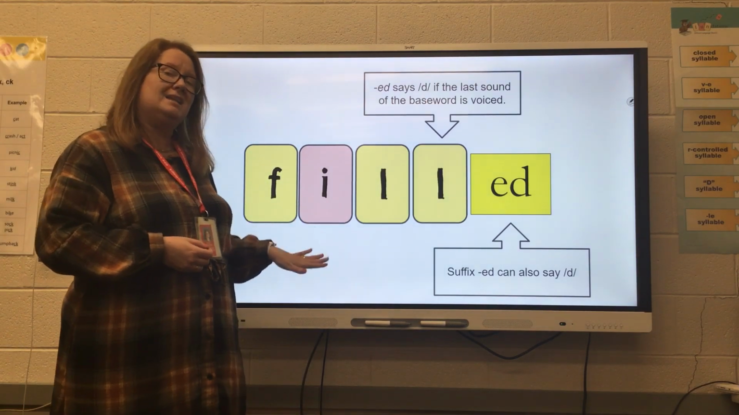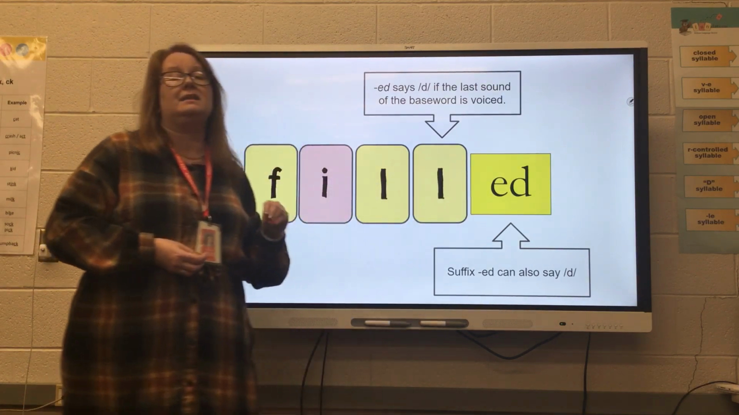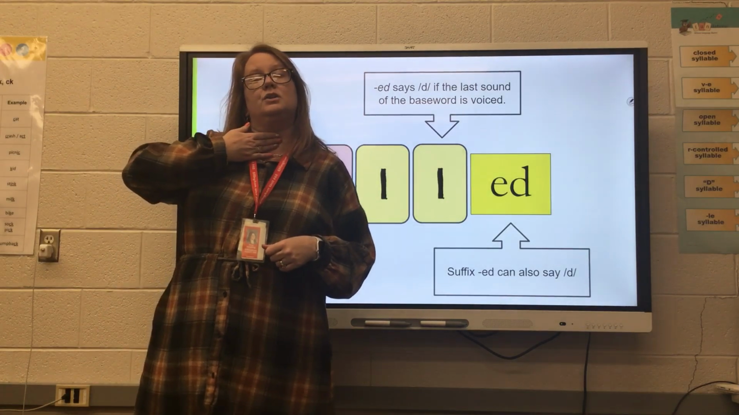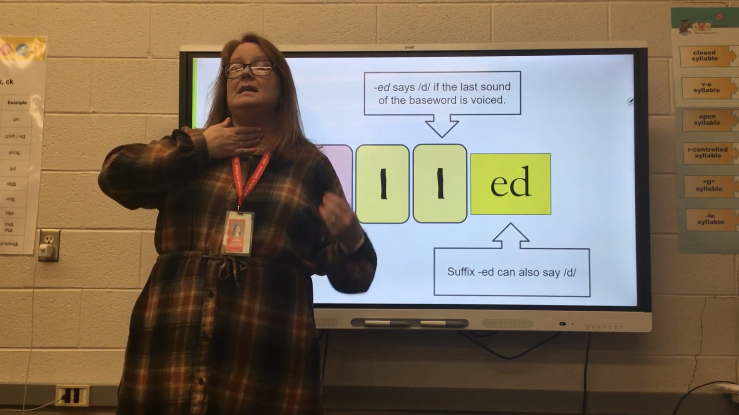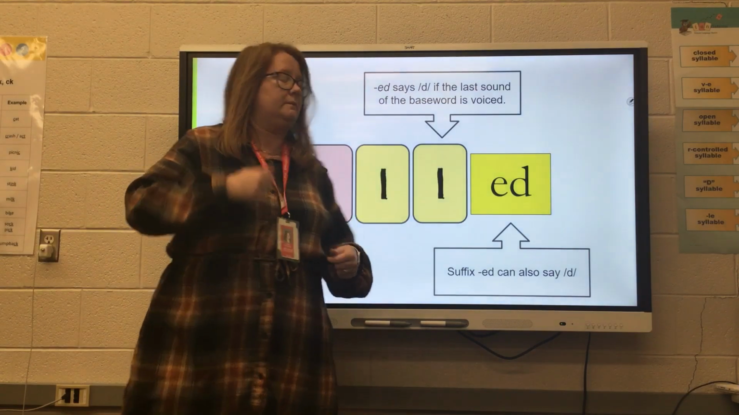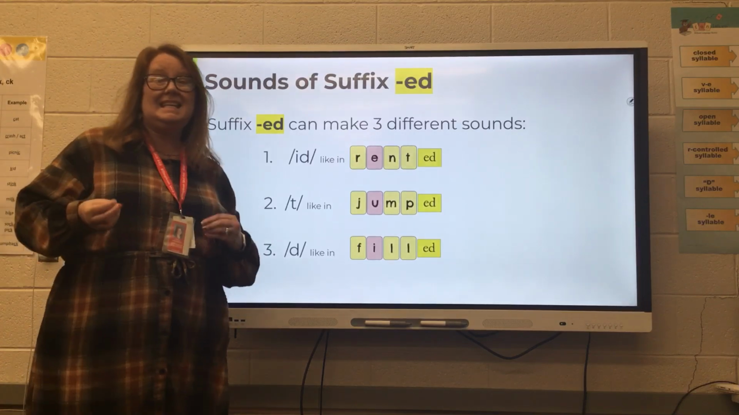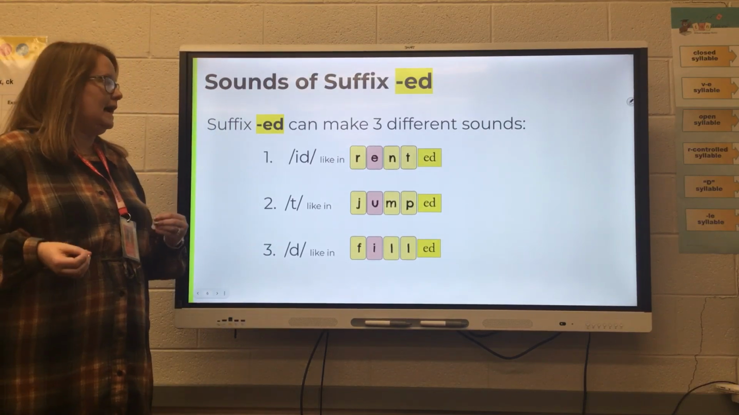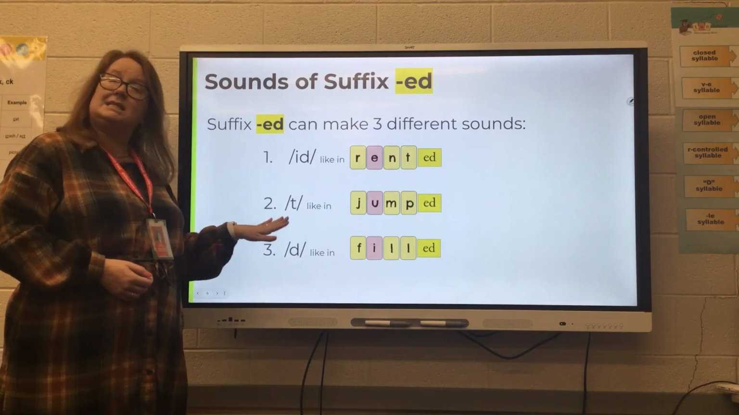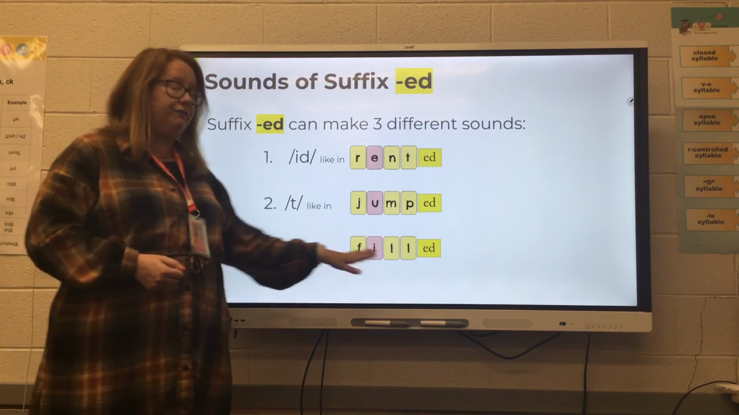If a word ends with a voiced sound, the ed is going to make the sound d, because, put your fingers back on your neck, d is a voiced sound, and you'll feel your fingers vibrate for d. So, once again, ed can make 3 sounds. It can say id, like rented. It can say t, like jumped. And it can say d, like filled.